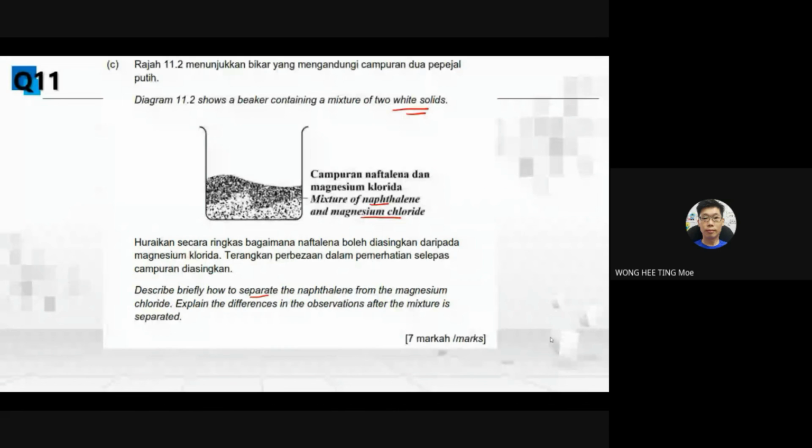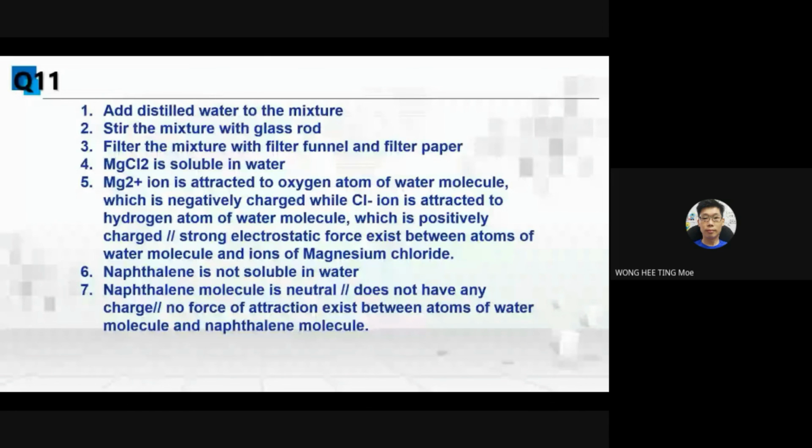Then naphthalene is not soluble in water. The naphthalene molecule is neutral; it does not have any charge. No force of attraction exists between the atoms of the water molecule and the naphthalene molecule. This is the suggested answer. Let me double check again. You need to explain these two differences.